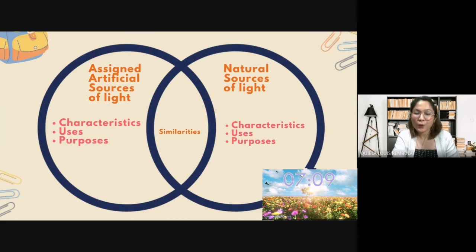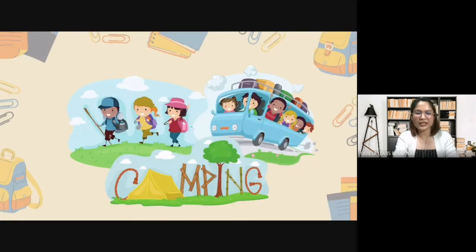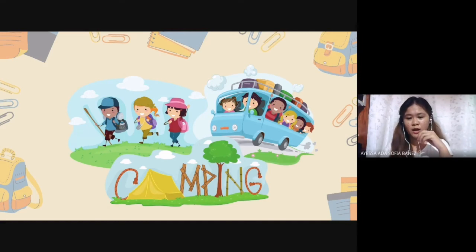Okay, now we are down to our last activity. Now I want some sharing about camping. Has anyone of you tried going to a camp? Raise your hand if anyone of you. Okay, Ayesa, can you share some experiences during your camping? Teacher, during our camping trip po, we packed food, water, flashlight, and extra clothes. And then we made a bonfire, and we roasted marshmallow po during our camping.